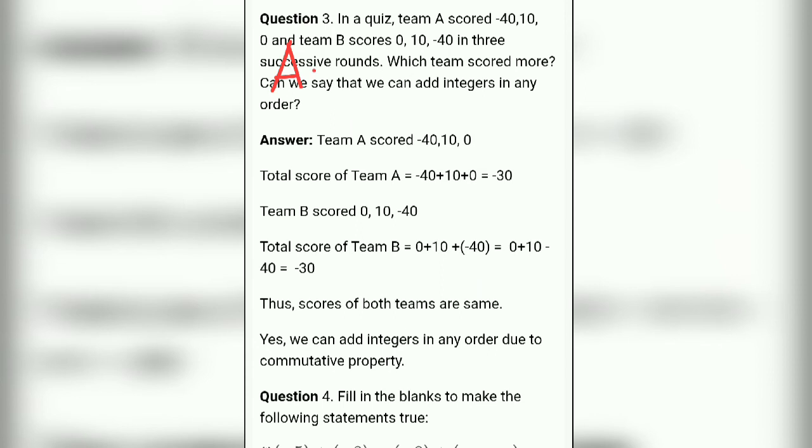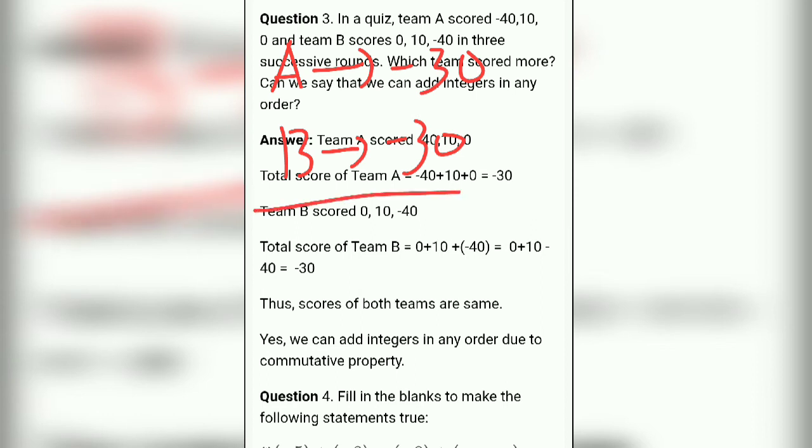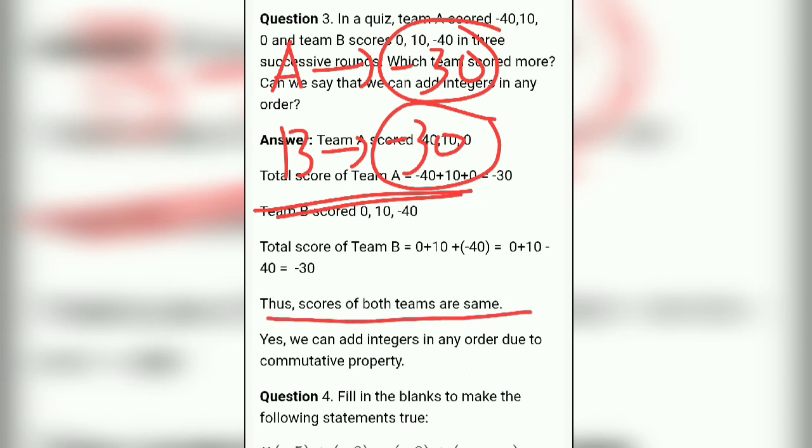So total score of team A is minus 30, and total score of team B is also minus 30. So which team scored more? Here the scores of both the teams are the same, right? Score of team A is minus 30, score of team B is even minus 30. So both the scores are the same. So we need to write this: thus scores of both teams are same.